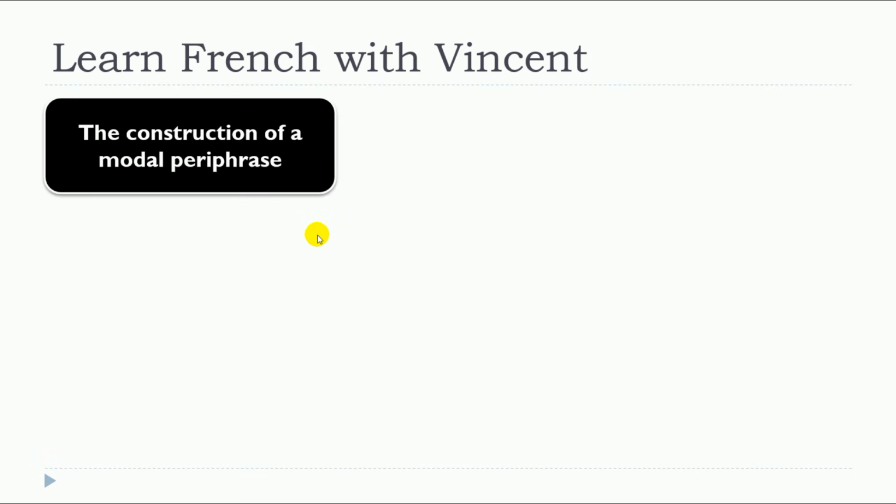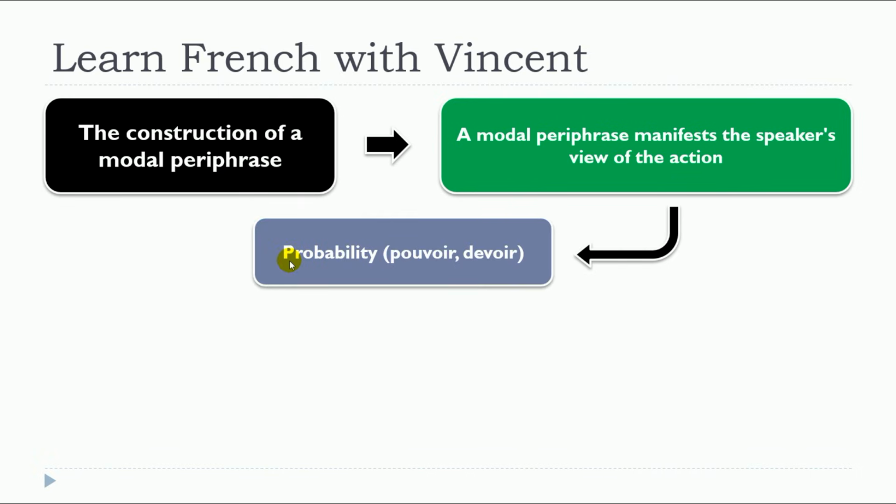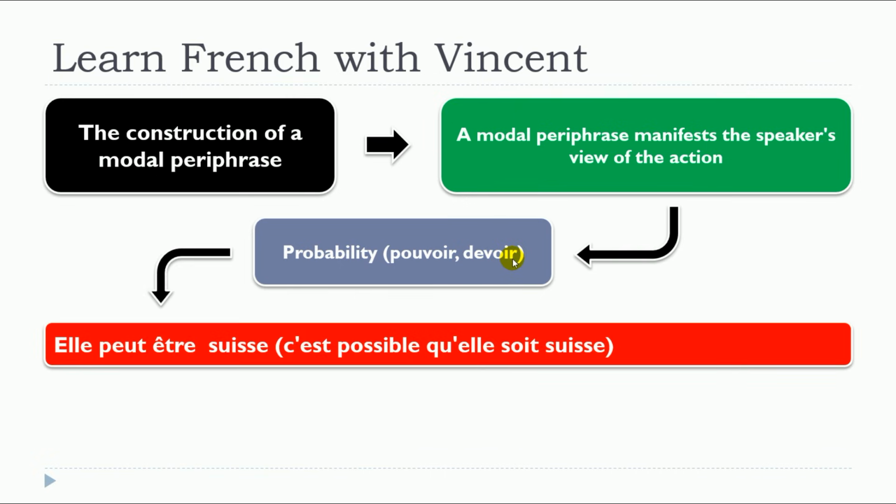So, the construction of a modal periphrase. A modal periphrase manifests the speaker's view of the action. So this is the important thing about it. So, the probability will be introduced with the verbs pouvoir or devoir. And so we'll see some examples.